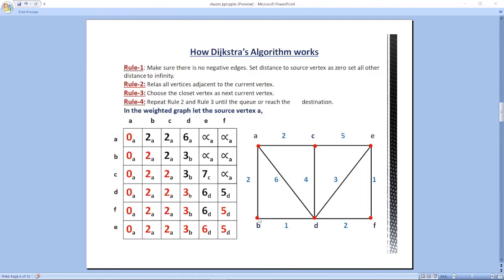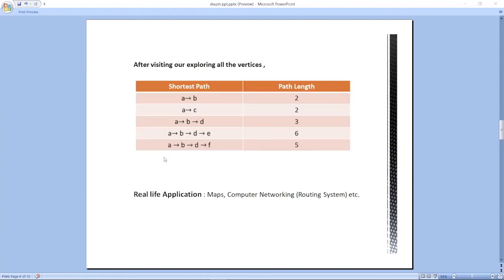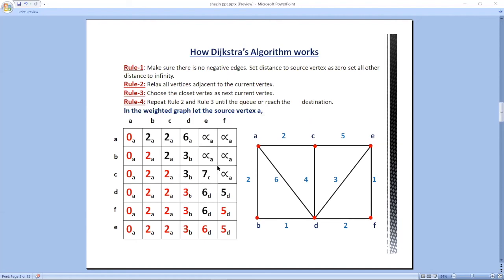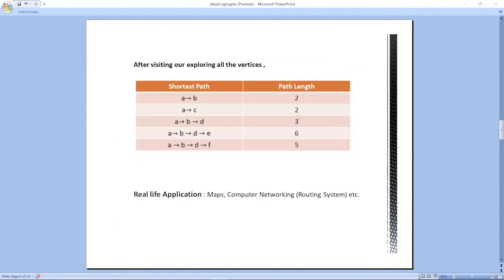If we want to find the vertex B, B is visited, and B is coming from A. Look here, B is coming from A, 2 units from A. So the shortest path is A to B, and the path length is 2 units. If we want to find the C vertex, we see C row wise and column wise. C is here, so it is coming from A. So the shortest path will be A to C, 2 units.